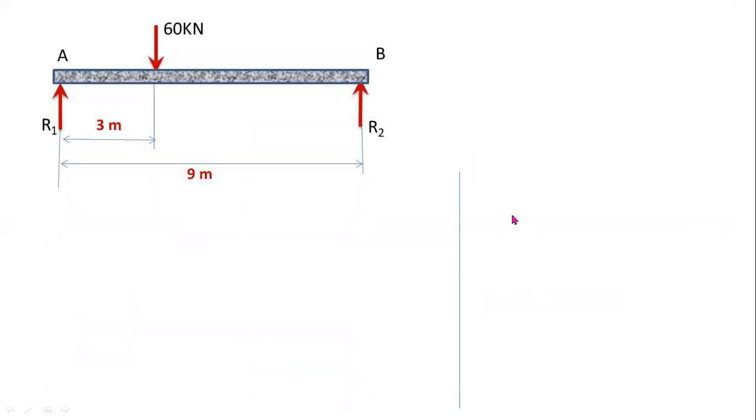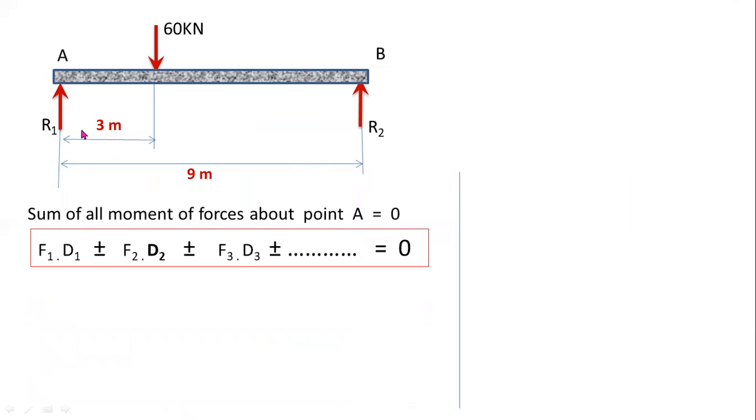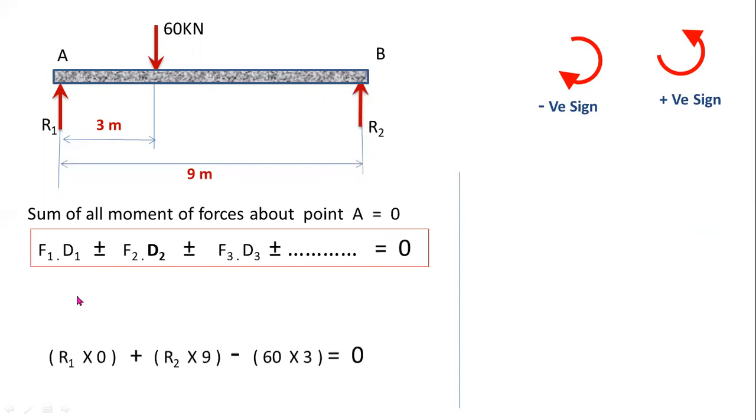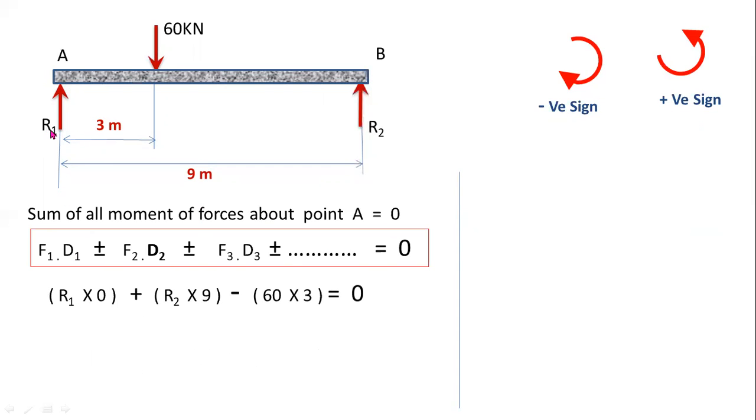So for that purpose, I consider moments, sum of all moments about point A. Here 3 meters is the perpendicular distance between point A and the 60 kilonewton force, and 9 meters is the perpendicular distance between point A and reaction force R2. Now R1 passes through point A, so there is no perpendicular distance between reaction force R1 and point A. For clockwise direction, you have to consider negative sign, and for anti-clockwise direction, positive sign. Here R1 into zero distance.